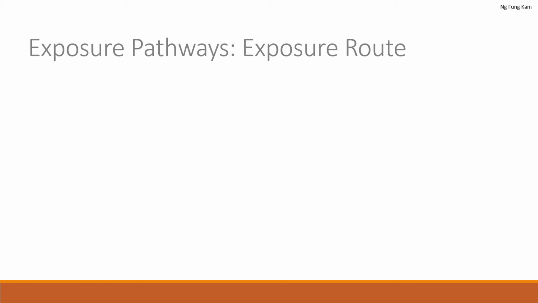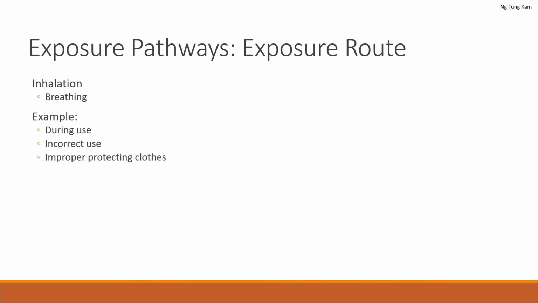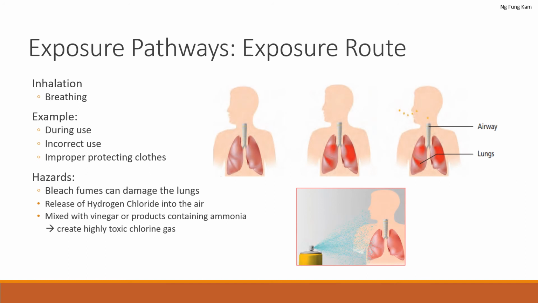Next, it is the most important part in exposure pathways. It is exposure route. Exposure route includes inhalation, which means the chemical enters our body through breathing during use, and if the user is without proper protective clothes, the chemical will enter our body through breathing. The potential hazards, for example, the bleach fumes can damage the lung, as it will release hydrogen chloride into the air.